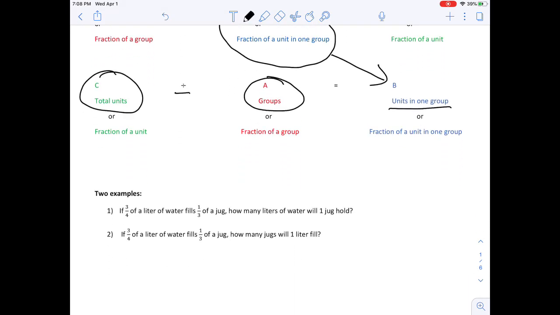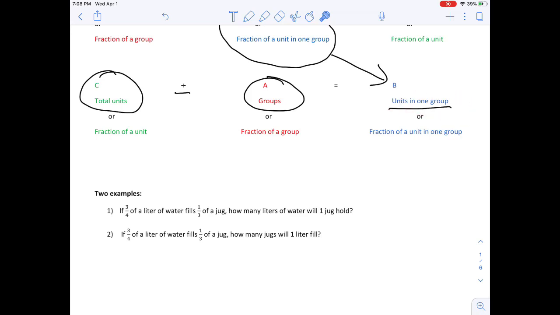We'll look at two examples. The first one reads, if 3/4 of a liter fills 1/3 of a jug, how many liters of water will one jug hold? How many will one hold? How many units in one group?